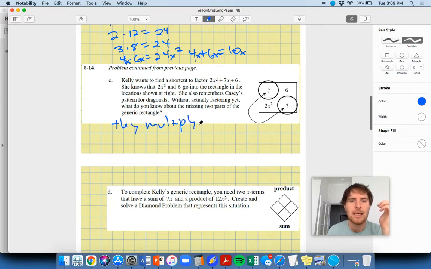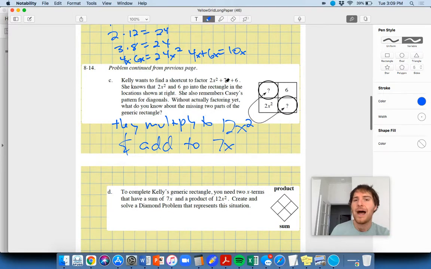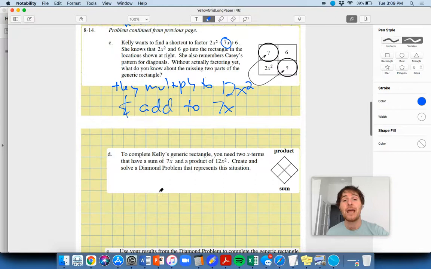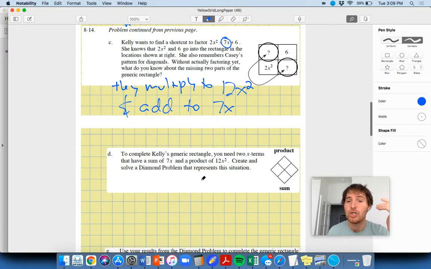They multiply to 12x squared, right? Why? 2 times 6 is 12. x squared times x to the first would just be x squared. And add to 7x. Why? We have 7x here in the sum. They've got to sum to 7x. They've got to multiply to 12x squared. Okay, so to complete Kelly's generic rectangle, you need two x terms that have the sum 7x and a product of 12x squared. Create a diamond problem that reflects this situation, okay?